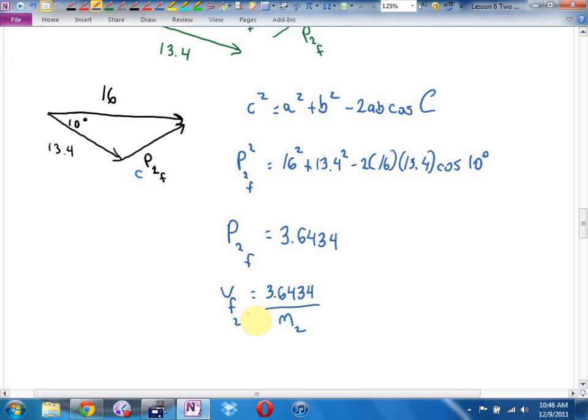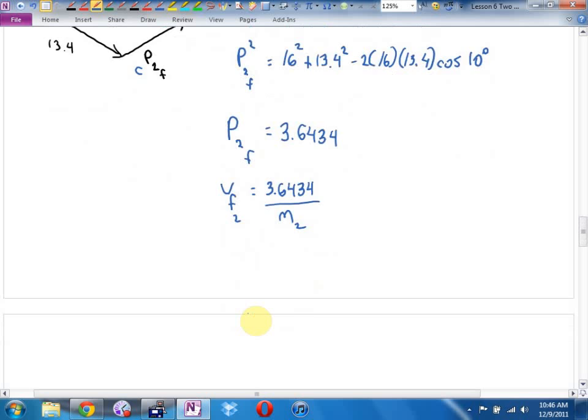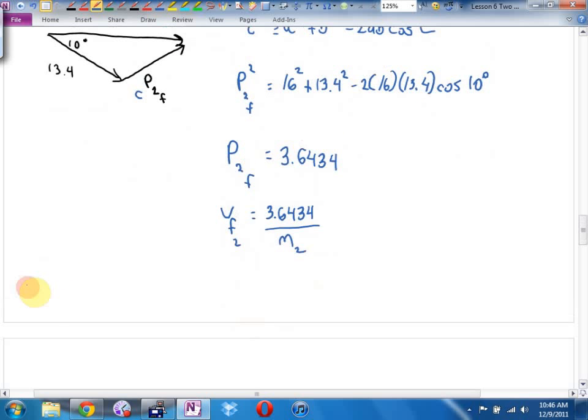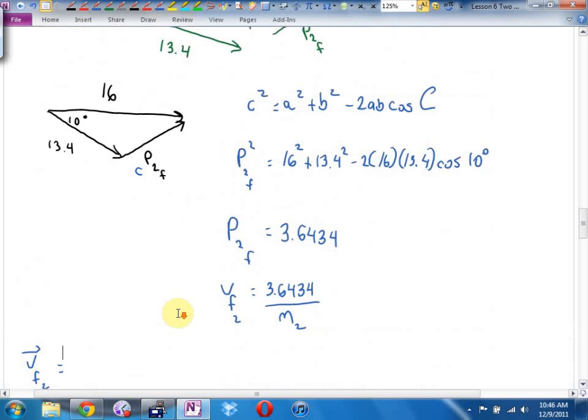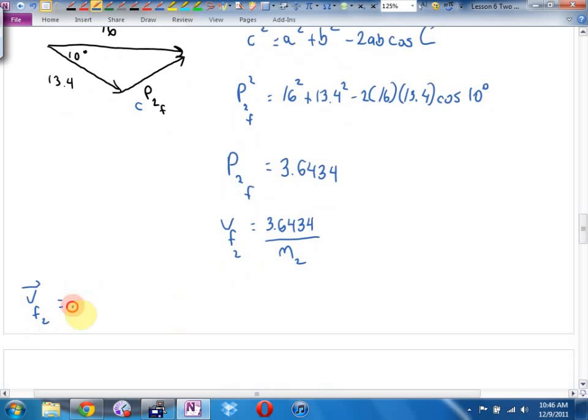What do you get for speed of object 2? What was the mass of object 2? I've scrolled down. It was 10? Oh, I can do that in my head then. 0.364 meters per second. It's not moving very fast, which it shouldn't, because it's a big, heavy mass, and it only got grazed by a much smaller mass.